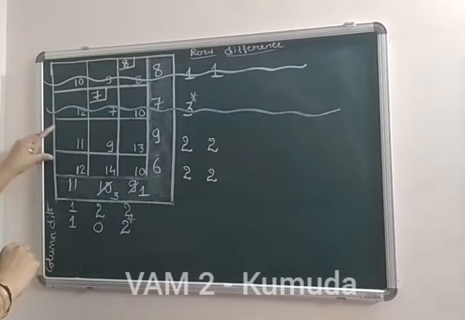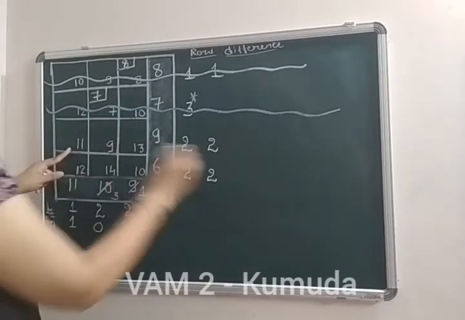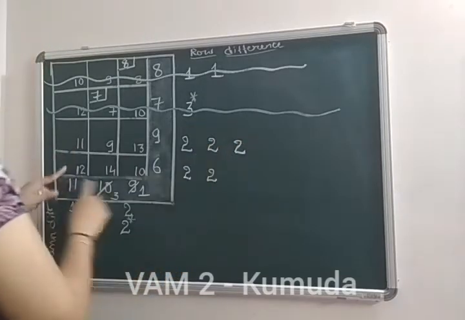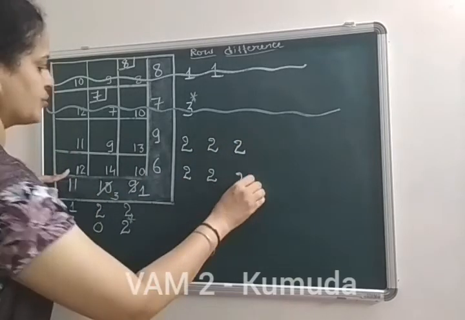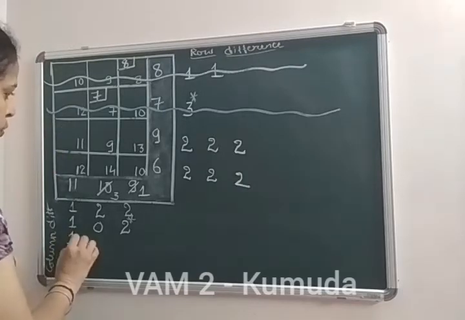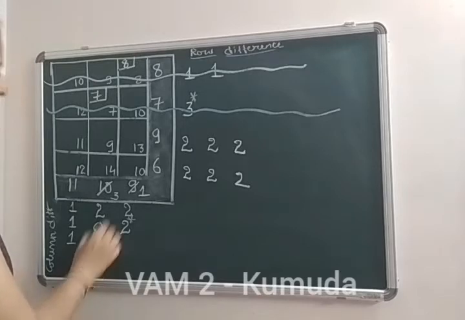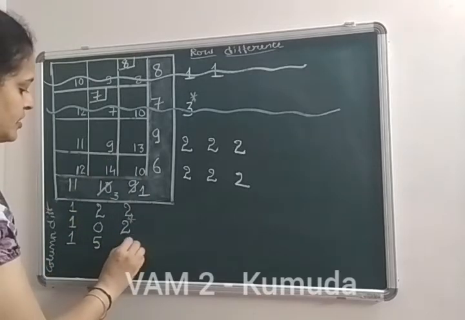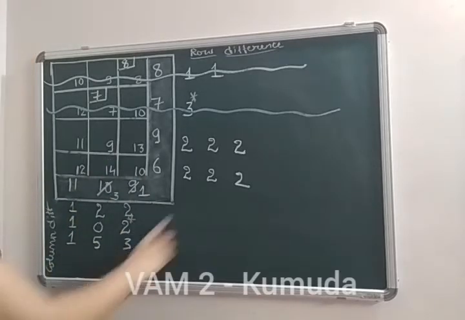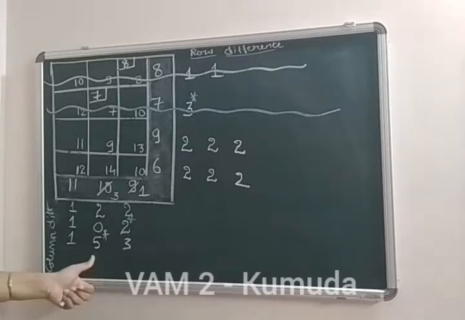Now come back. We have only 2 rows. Again find the row difference here also. 9 and 11, the difference is 2. Again 12 and 10, the difference is 2. Come back to the columns. We have 11 and 12, still the difference is 1. 9 and 14, the difference is now 5. 13 and 10, the difference is 3. Now among all these differences, find the highest. We can see that 5 is the highest number, and put a star mark on 5.